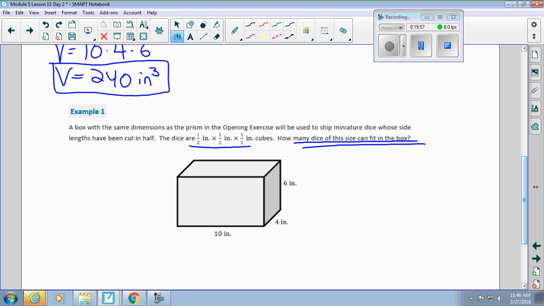Well, we said yesterday if it was 1 inch by 1 inch by 1 inch, we would fit 240 in that, okay? But now the dice got smaller. They got cut down to 1/2 inch cubes. So, first of all, I want you to think, would there be more or less that would fit in there then? More. Why more?